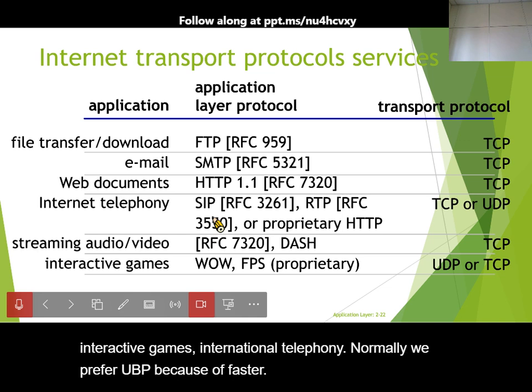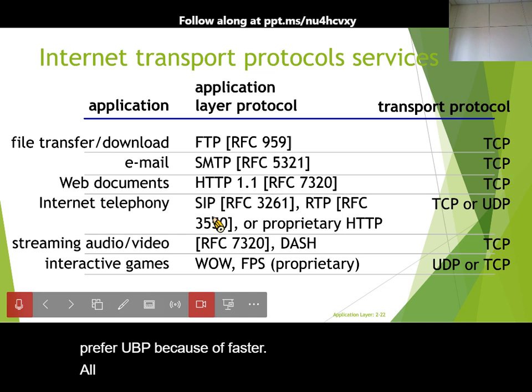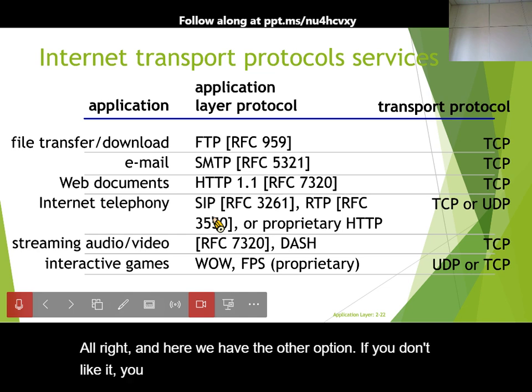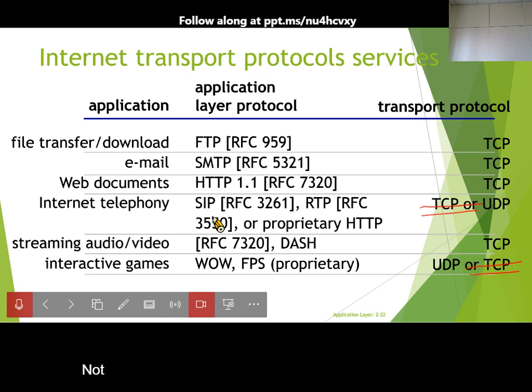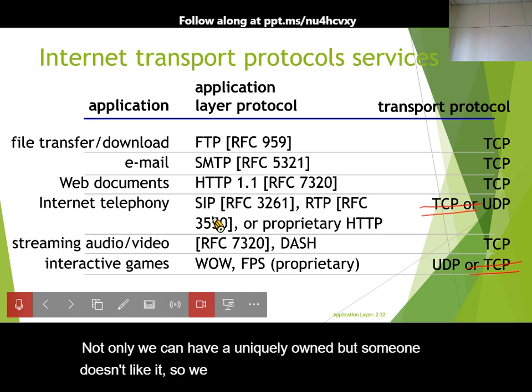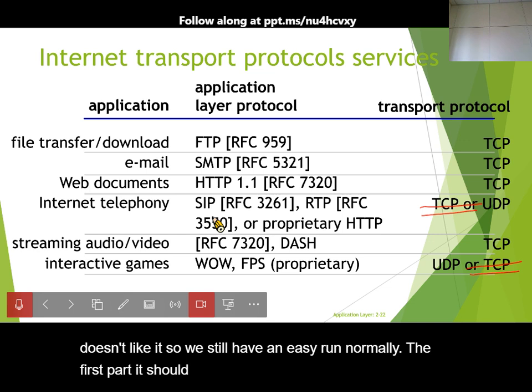Alright, and here we have the other option. If you don't like it, you can use TCP. But normally we can have UDP only. Someone doesn't like it, so we still have TCP. But normally, the first priority should be UDP.